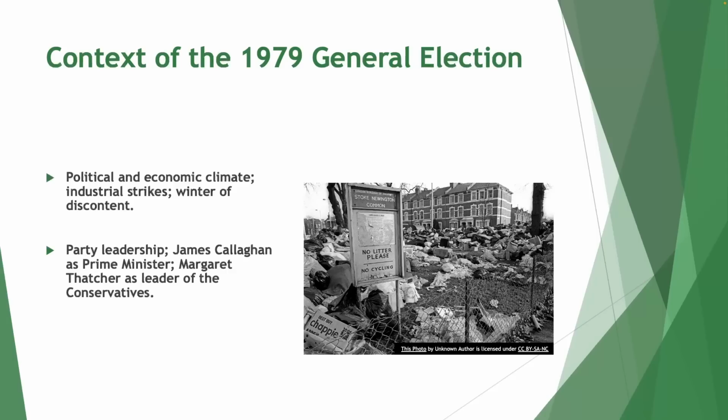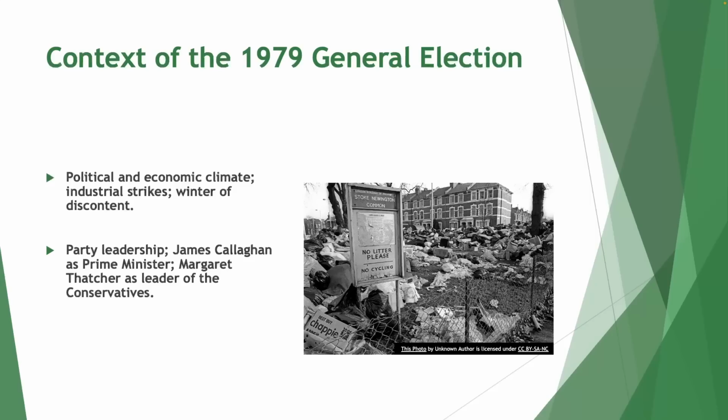James Callaghan's government had struggled to contain the issue of inflation and the maintenance of industrial peace, but his government's failure to secure a solution to the economic crisis would lead to a decline in the public confidence of the leader of the party. And at the same time, you had the growth of the Conservative leader, Margaret Thatcher.